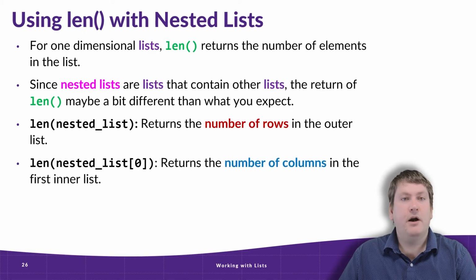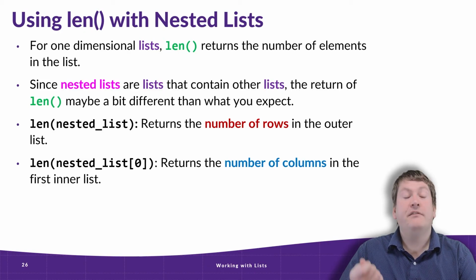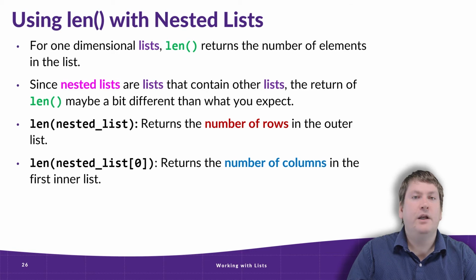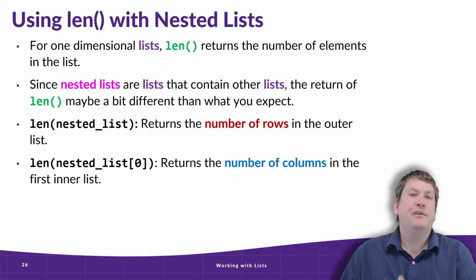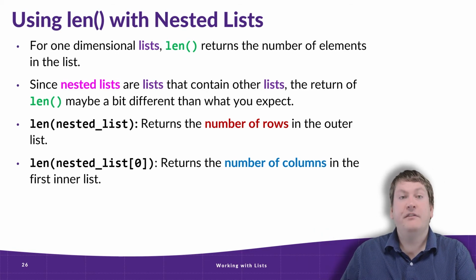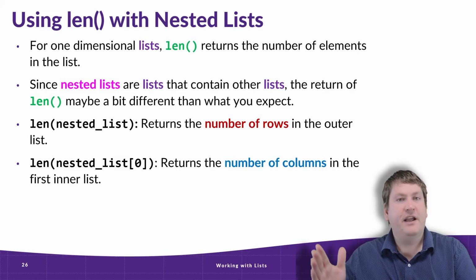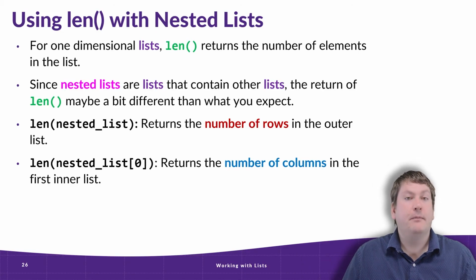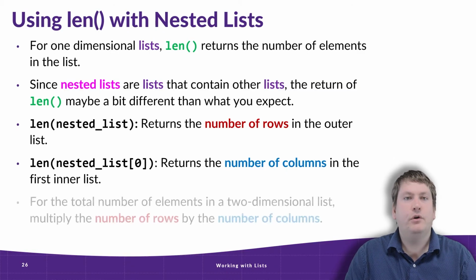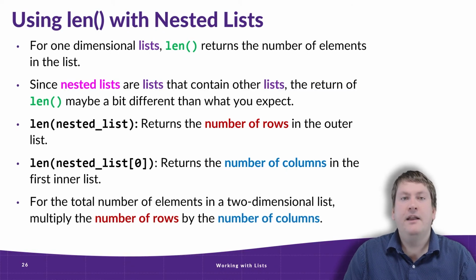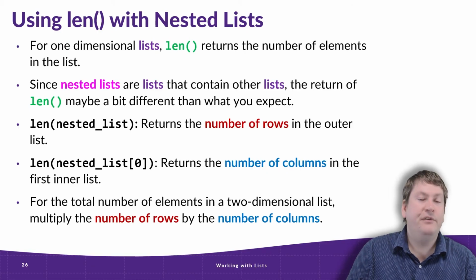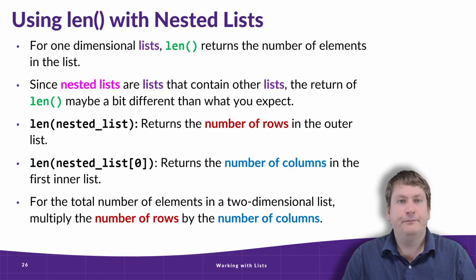If we want to get the number of columns, we could do the length of the first element, or any element really, in that list, as long as we only give one index, because that's going to refer to the list at index 0. So that would be the length of the list at index 0, which should be equal to the number of columns. If we do want the number of elements in total, we have to do a little bit of math, and that would be multiplying the number of rows by the number of columns.